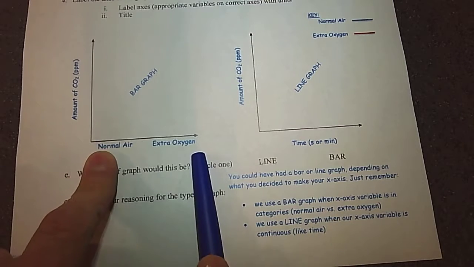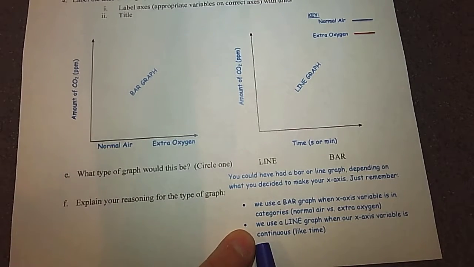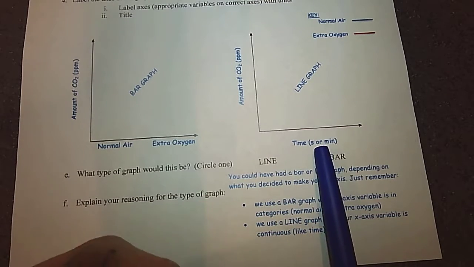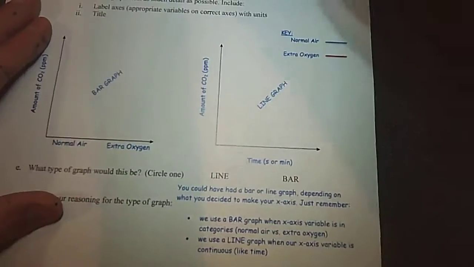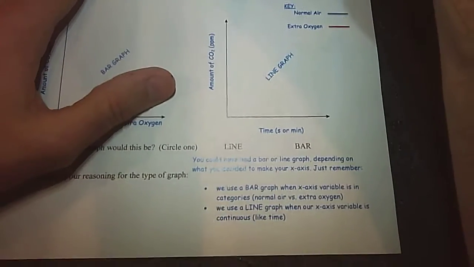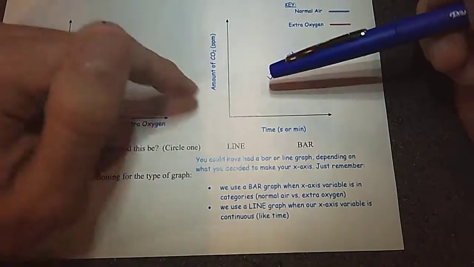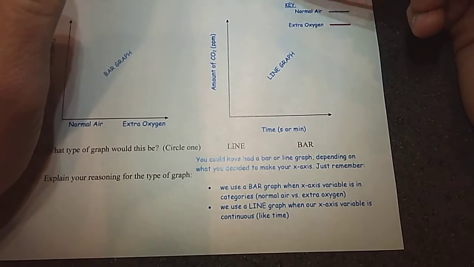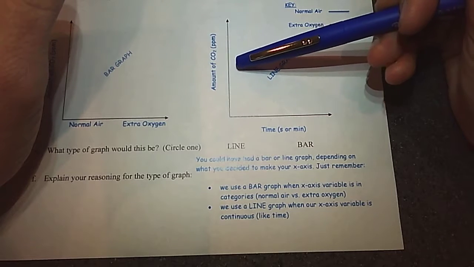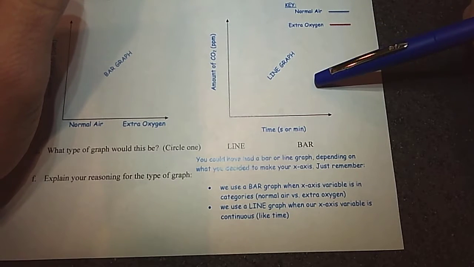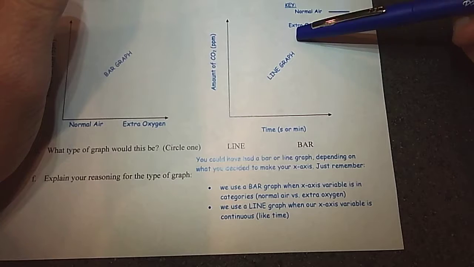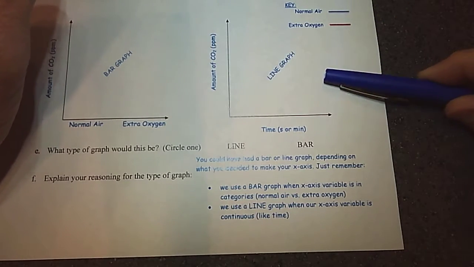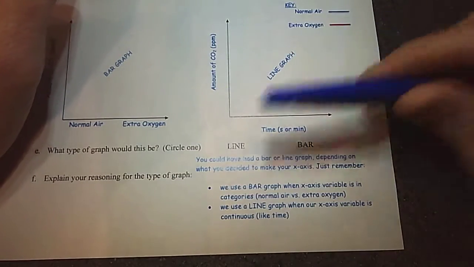So like normal air versus extra oxygen, two different categories, right? But we use a line graph when our x-axis variable is continuous. So for instance, time is continuous. And the reason why you might use this, and this is how we'll eventually collect data in our experiment, is in class when we looked at the data from the iPad, we saw the amount of oxygen go down over time. The problem is we're comparing two groups, normal air versus extra oxygen, but that's okay. I could just have two different colored lines, and I could still have a line graph here, and I could compare these two just as well.